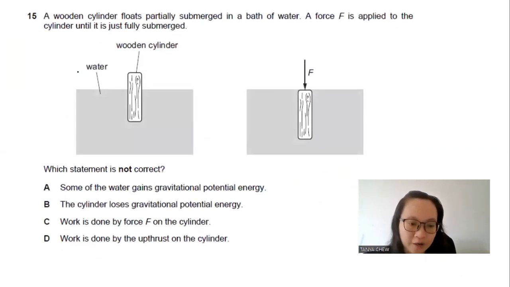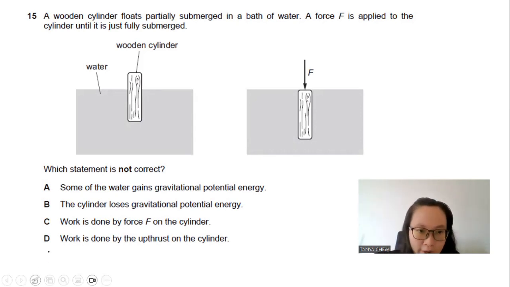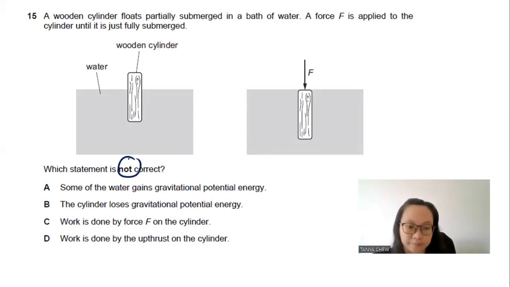Question number 15. A wooden cylinder floats partially submerged in a bath of water. A force F is applied to the cylinder until it is just fully submerged. Which statement is incorrect, not correct? So you have to be extra careful with the word.